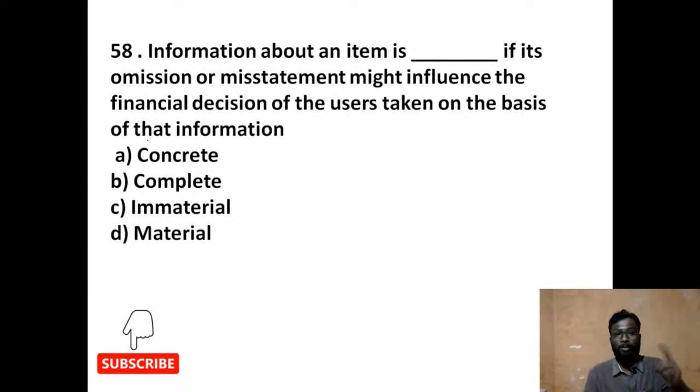Information about an item is material if the omission or misstatement might influence the financial decision of a user taken on the basis of that information. Information about an item is material, which is important. If the omission has taken place, it will really influence.